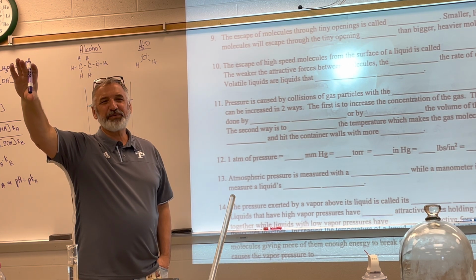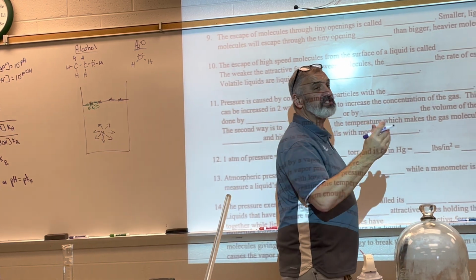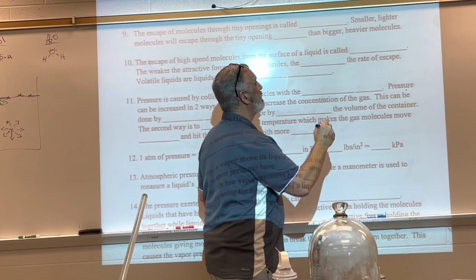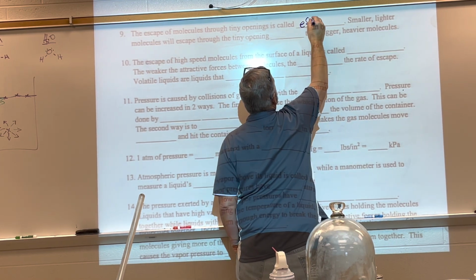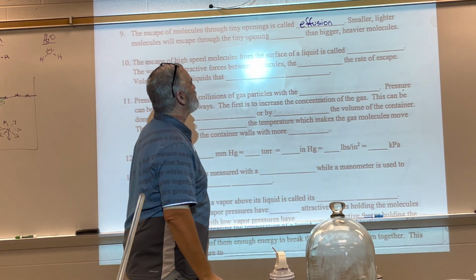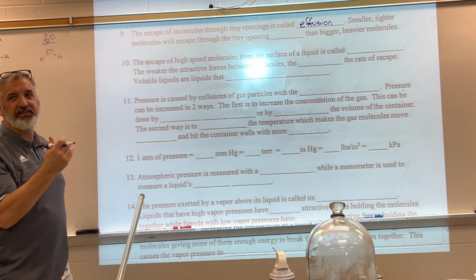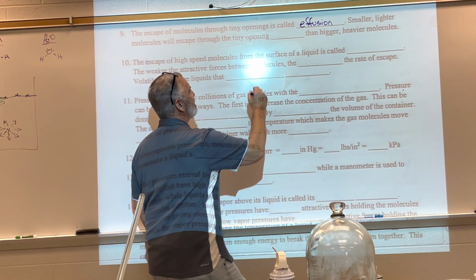Anybody? You probably have not heard of this word before. Evaporation. But it's a sister to diffusion. Effusion. Smaller, lighter molecules will escape through the tiny openings faster.